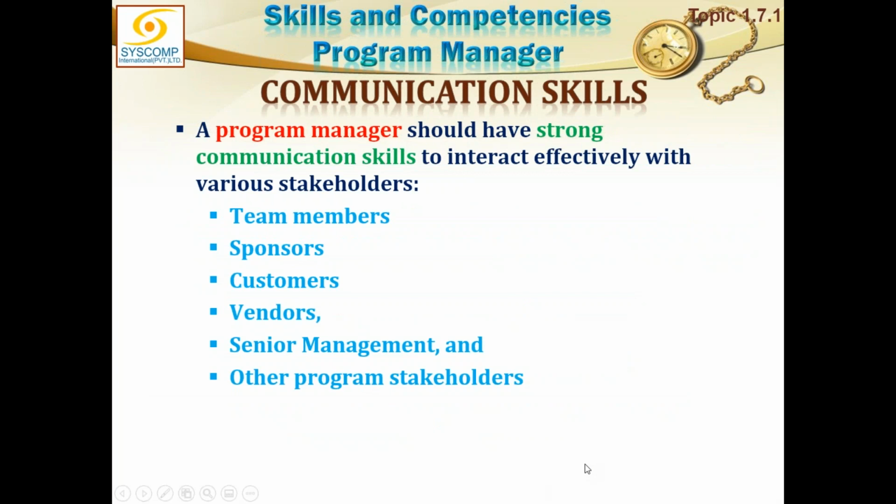As far as the communication skills are concerned, the program manager needs to have much better communication skills than the project manager. He has strong communication skills to interact effectively with various stakeholders, because the level of stakeholders is much higher. Naturally, there are the program team members, the sponsors, customers, vendors, senior management, maybe other program stakeholders. The program manager has to look at a wider plethora of stakeholders, and he has to take care of them. It is quite different from the stakeholders the project manager has to look at.